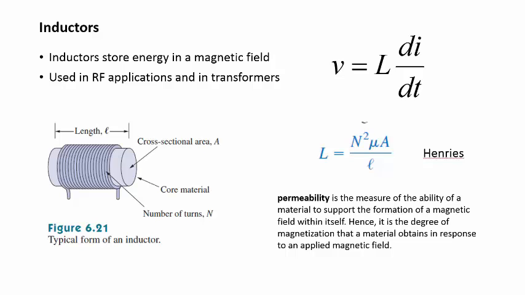So we will later study transformers where we will have two inductors in close proximity to each other, and the magnetic field induced in one will couple into the other, and you will have these things called step-up and step-down transformers. So anyway, the defining relationship between voltage and current in an inductor is this. Voltage as a function of time equals L, L is the symbol for inductance, times the rate of change of current, di/dt. L is in henries. Units of inductance is henries.